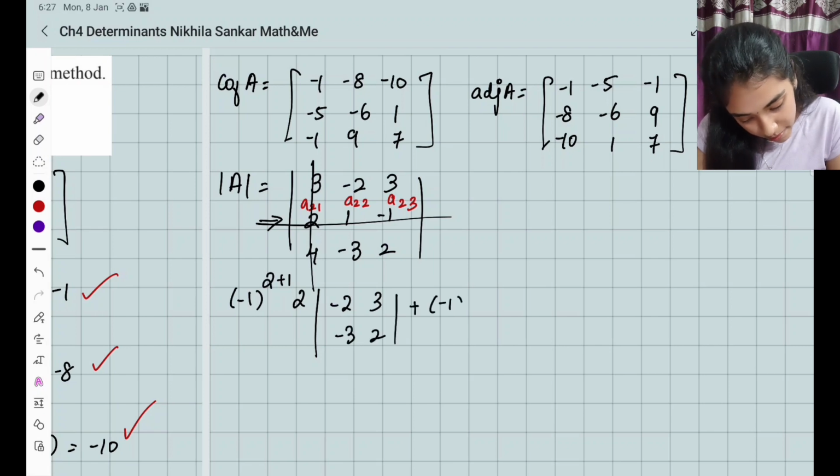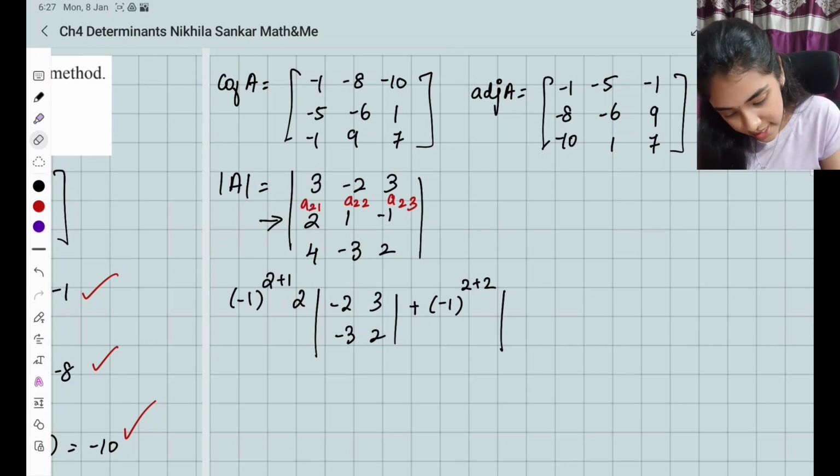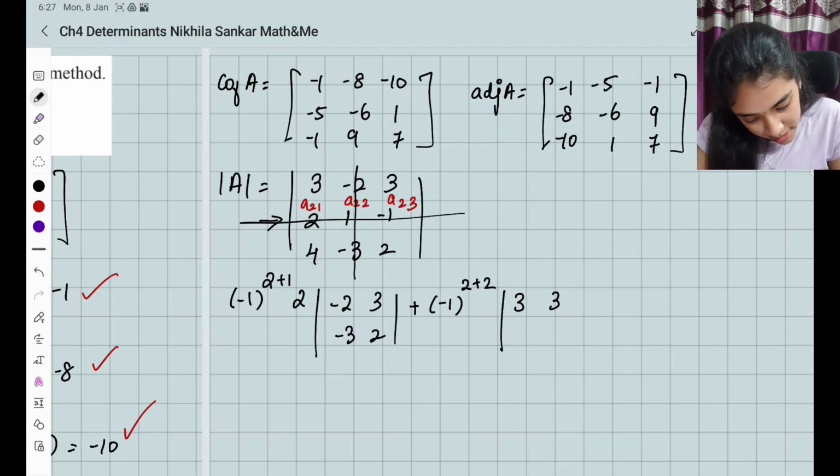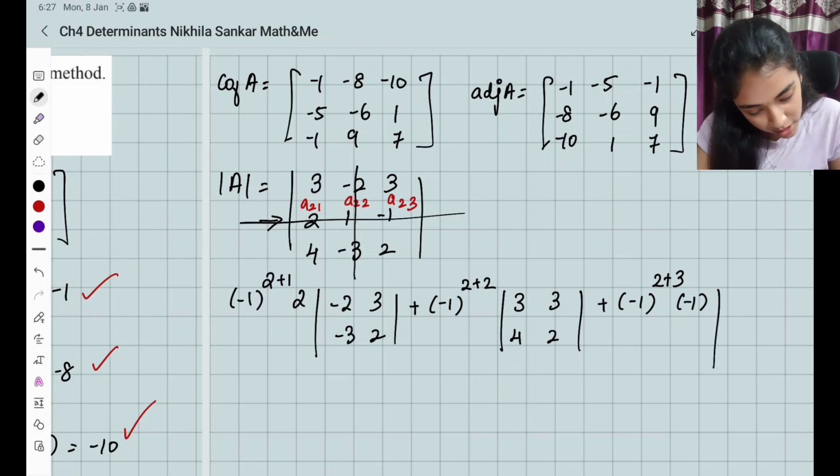Then plus minus 1 to the power 2 plus 2 times 1. Now what do we erase? I'm going to erase this and this. So I can find the determinant by hiding this. So 3, 3, 4, 2. Then plus minus 1 to the power 2 plus 3. But there is another minus 1 there, we should not forget that.